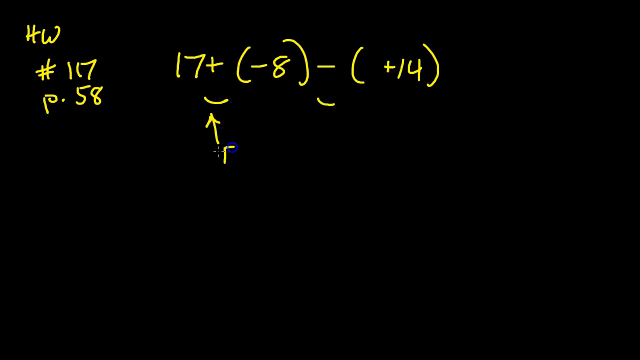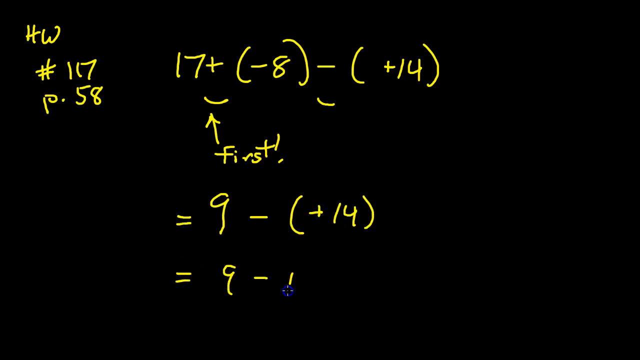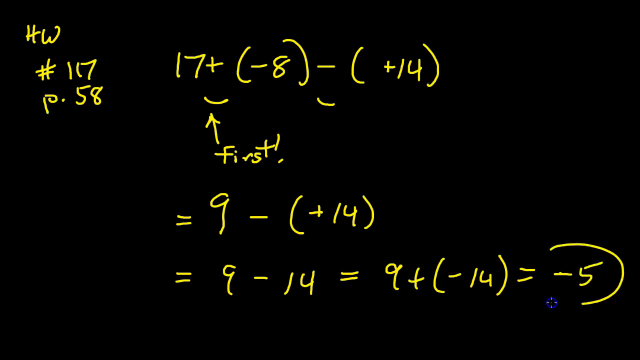Of course, we'll do this first in order from left to right. 17 plus minus 8 is, of course, positive 9. And then 9 minus positive 14, well, that's just 9 minus 14, isn't it? Or I could write it as 9 plus the negative of 14. Don't want to get too fancy here. And 9 minus 14 is going to return me a negative 5. So this concludes section 1.7, subtracting real numbers.